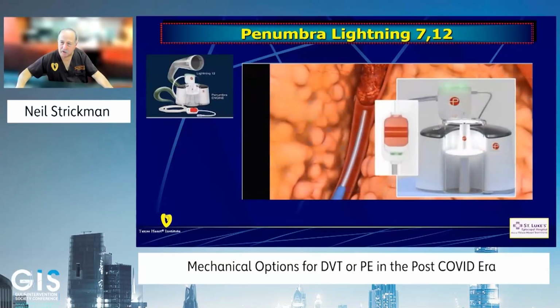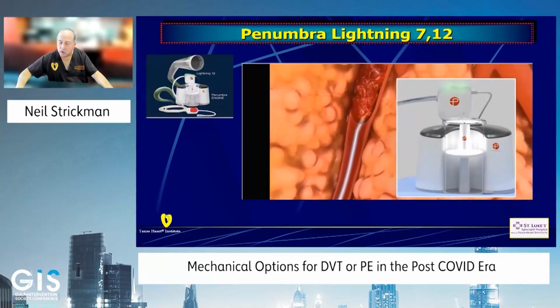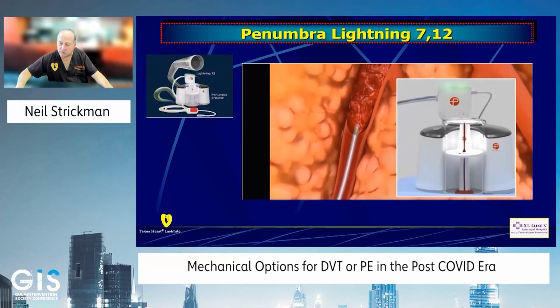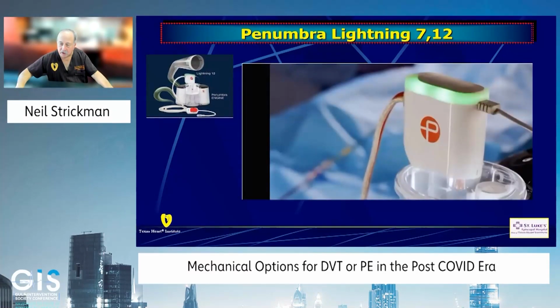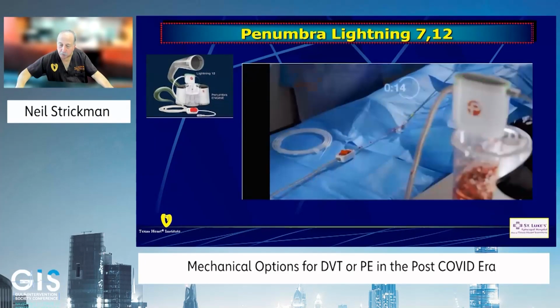The Penumbra Lightning system comes in 7, 8, and now 12 French, and is fairly similar. The Indigo aspiration catheter is advanced into the clot, and it has a red and green flow switch which is turned on. During the green phase, clot is actively removed. Sometimes the system can get occluded with thrombus, and then you would see a yellow light that is activated.